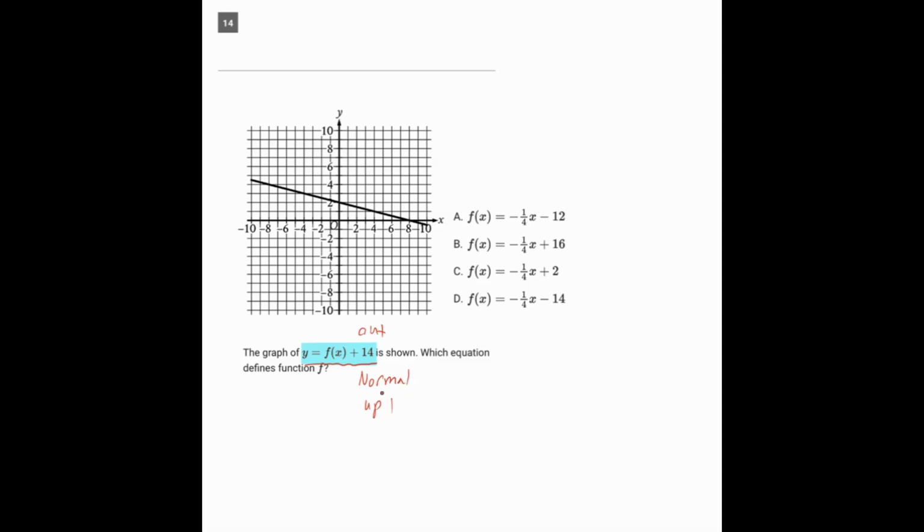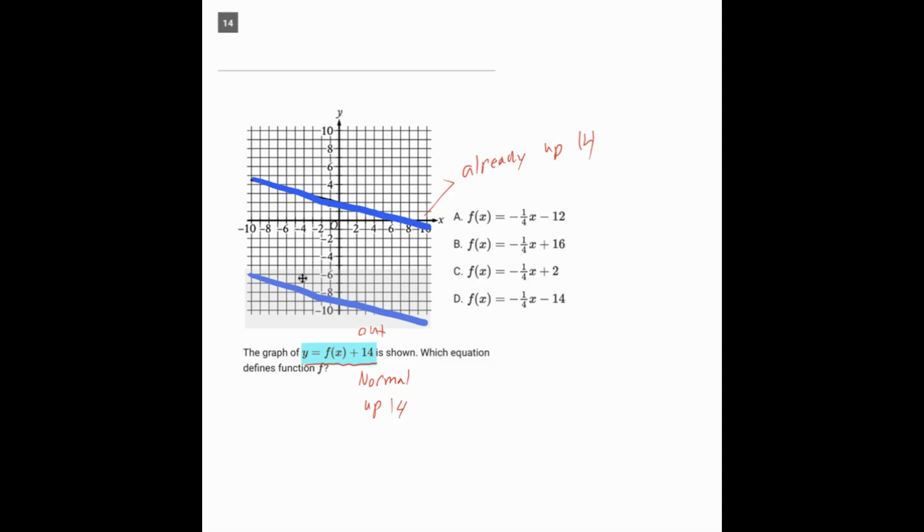Now, to make it more complicated, the question is saying when we first started this thing, it was already up 14. Let's write that. It's already been moved up 14. So therefore, what are we going to do to this? Therefore, we're going to move it down 14. So just imagine our line is generally right here. If we're going to move that thing down 14, that's like sliding it like this.